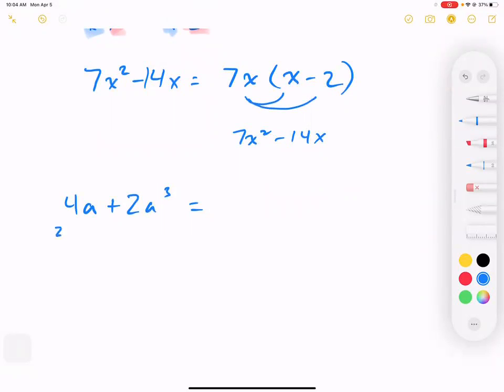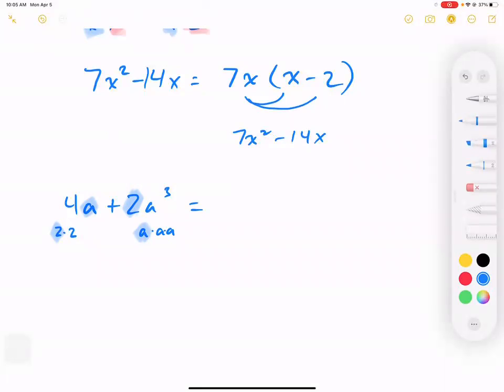4 is 2 and 2, right? So we probably have a 2 in common. And then I'm going to write a bunch of a's here. A cubed is a, a, a, right? So don't they have at least one a in common?